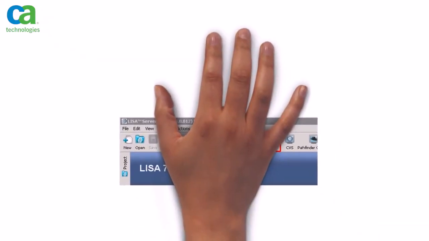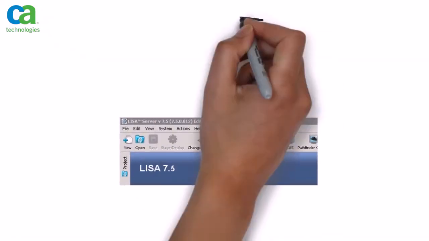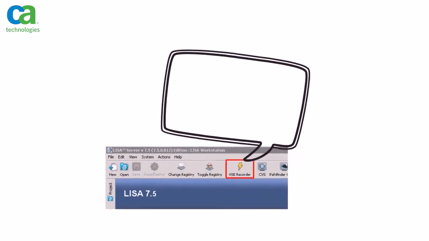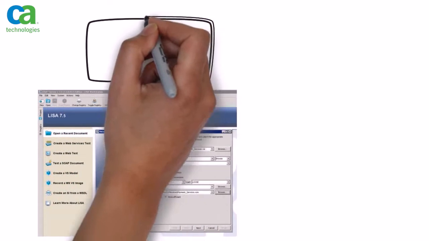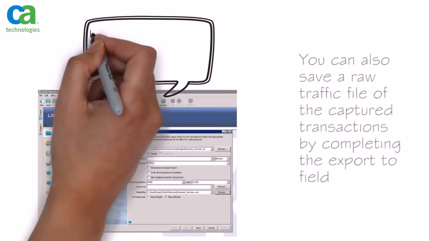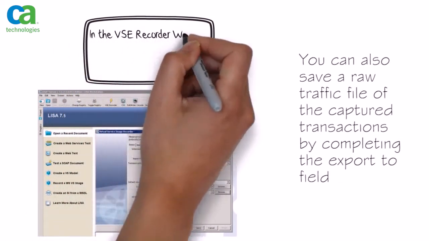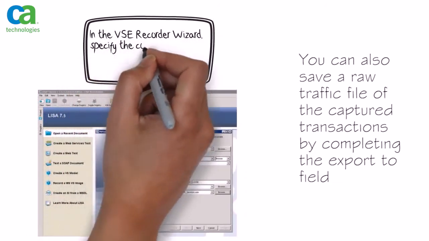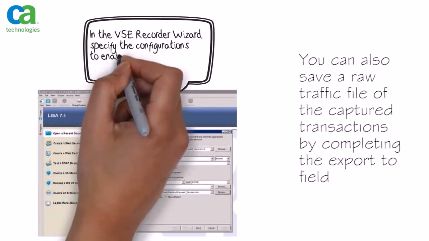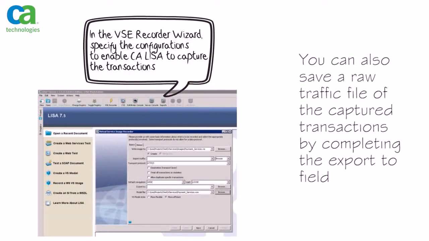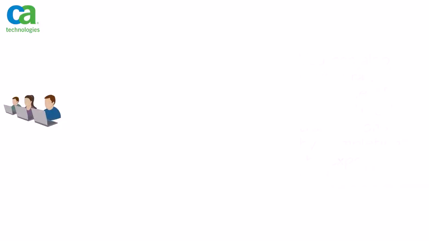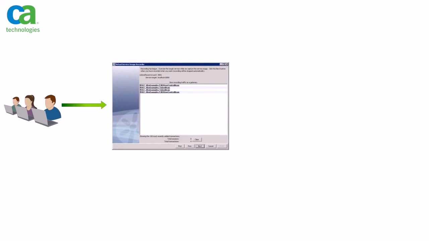To create virtual services using live traffic, open CA/LISA workstation and launch the VSE recorder. Next, in the recorder wizard, specify the basic configurations such as path, name for the virtual service model file name, and transport protocol. This will enable CA/LISA to capture the transactions happening between the client application and the dependent service.